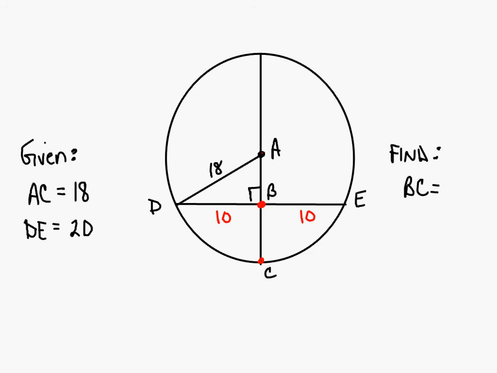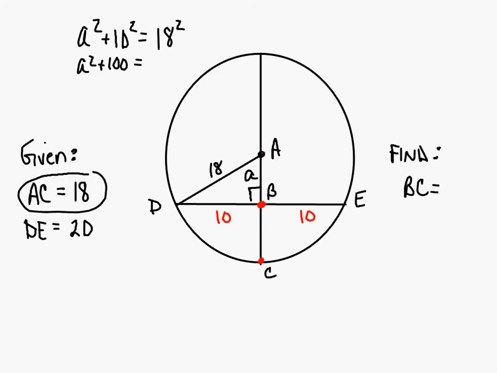Okay, so segment AB, or let's call it little letter a, a squared plus 10 squared equals 18 squared, doesn't it? So a squared plus 100 equals 18 squared. Why is it 18? A to C was given. A to C is 18 units. A to C is a radius, isn't it? So isn't A to D also a radius?